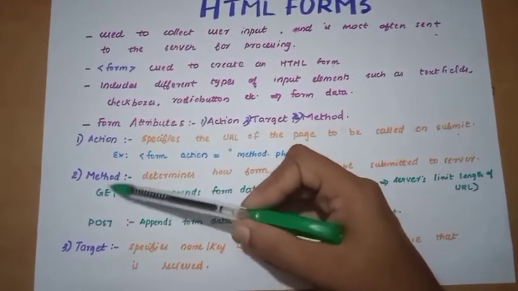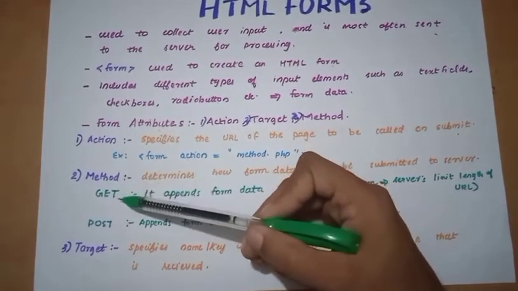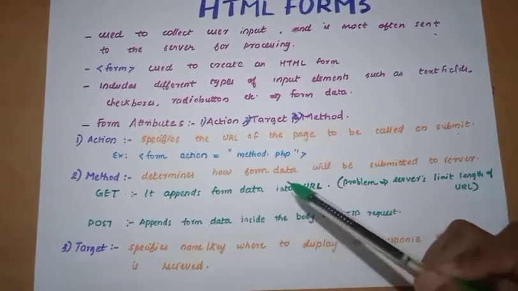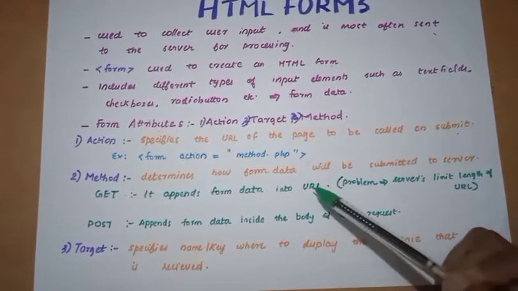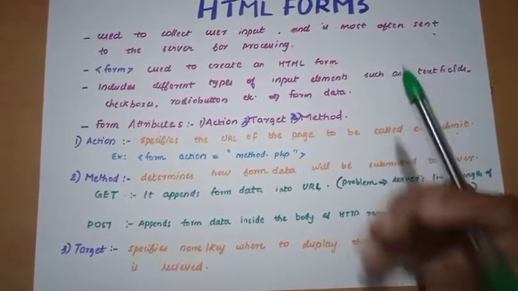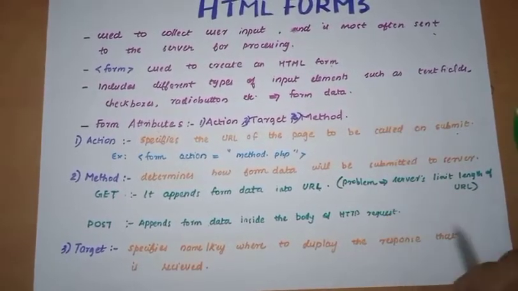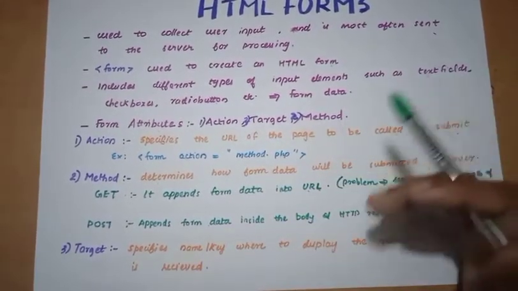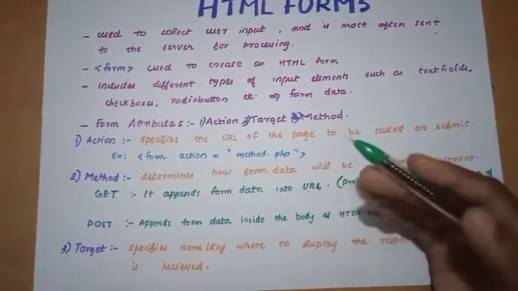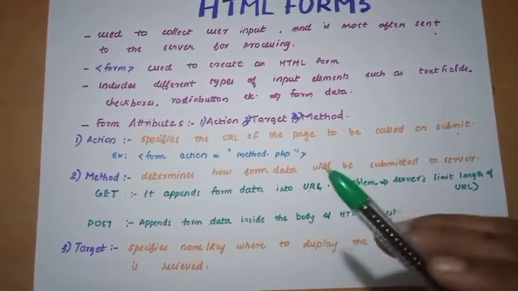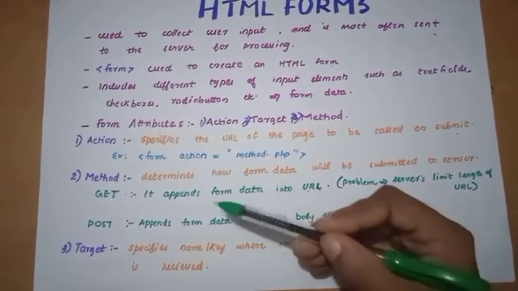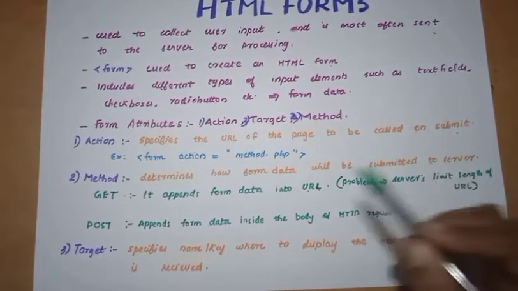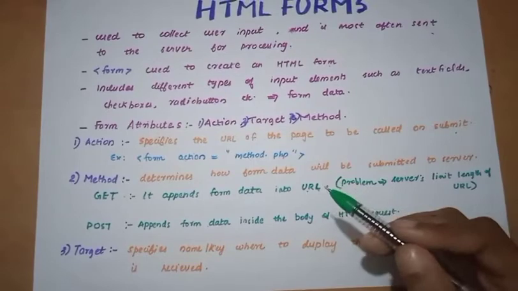Got it? That is get. While using get as the method value, like method equal to get, what happens? It appends the form data into the URL. So whatever was there in the form data will be appended to the URL. So it will be a very lengthy thing when we run that file. Why? Because we can see that in our browser itself. In the title, we can see a long chain of characters displayed there, and this is very difficult to catch.